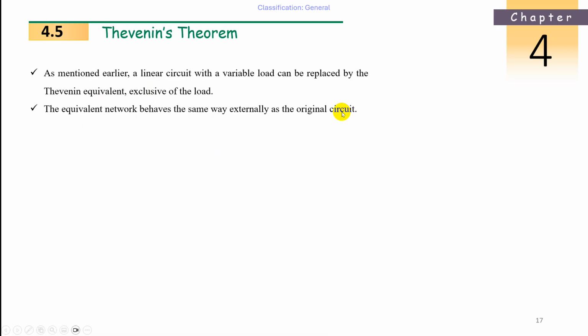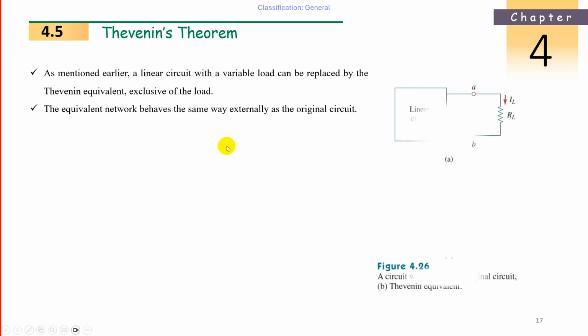The original circuit may have many sources, many resistances, many elements, dependent sources, independent sources, whatever. The Thevenin equivalent network will behave exactly as the original circuit. The equivalent network will have one Thevenin source and one Thevenin resistance in series. The Thevenin source is the voltage source and the resistance will be connected in series. This is Thevenin's theorem.